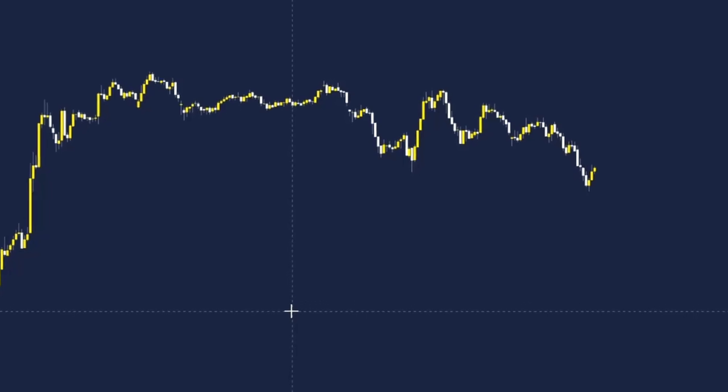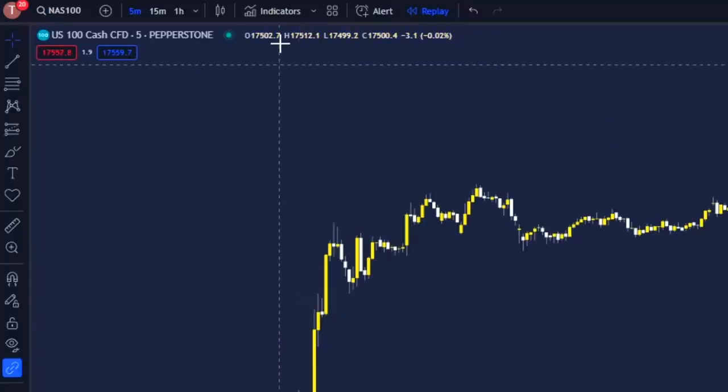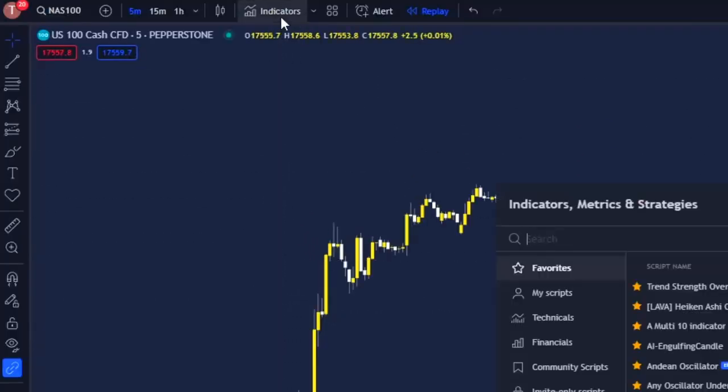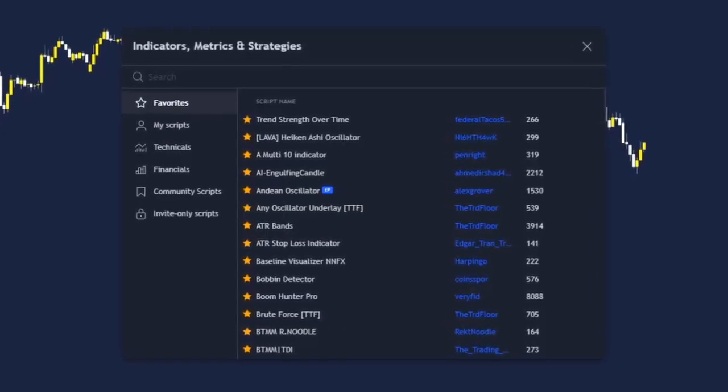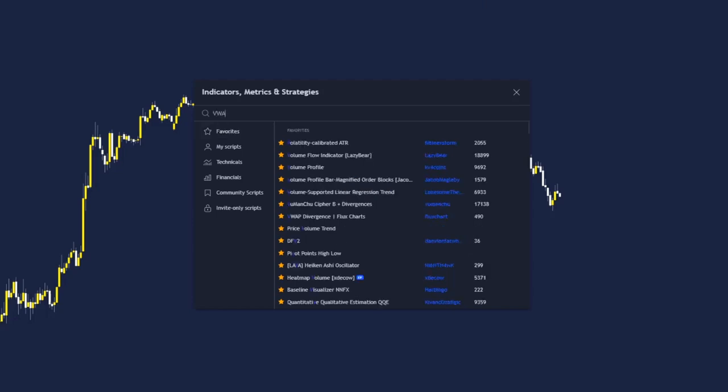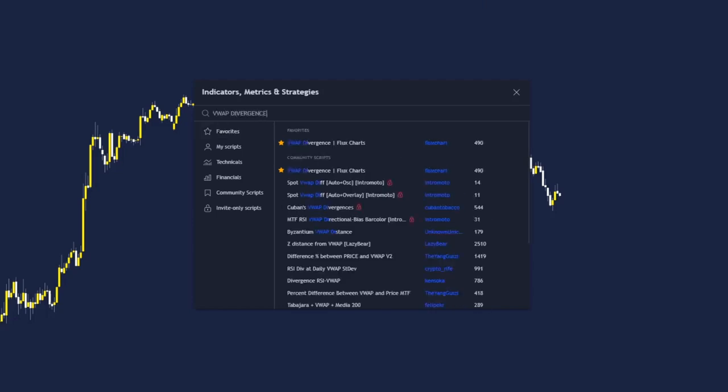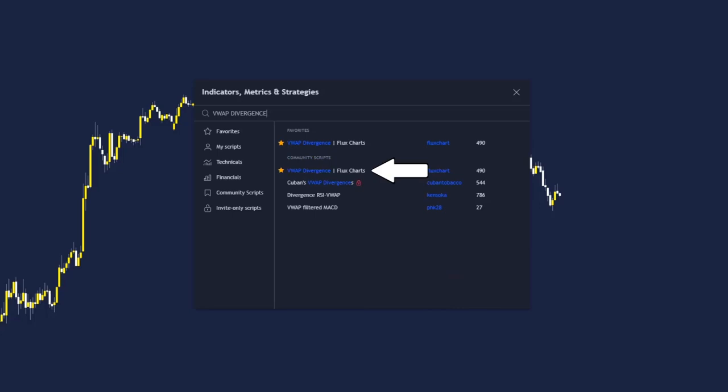So step one for this is to make sure you're on TradingView. From here, click on the indicators tab at the top left of the screen. This is where we will be finding both indicators we are using today. For the first indicator, type in VWAP Divergence, and it's this free VWAP indicator here by Flux Charts.